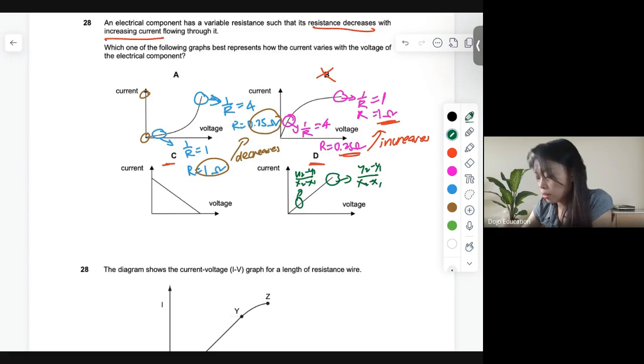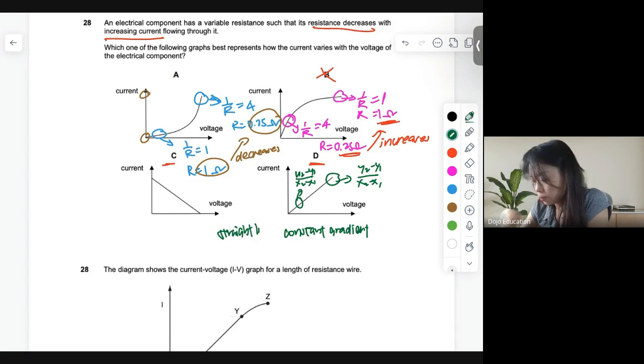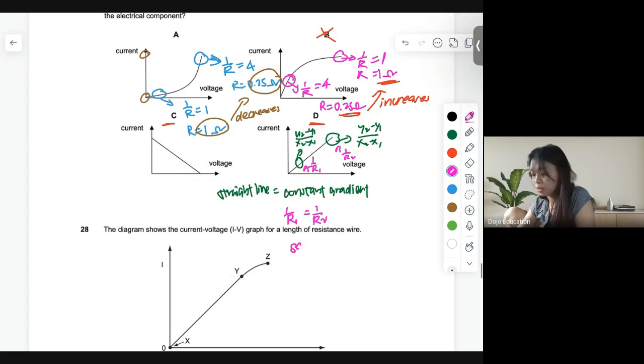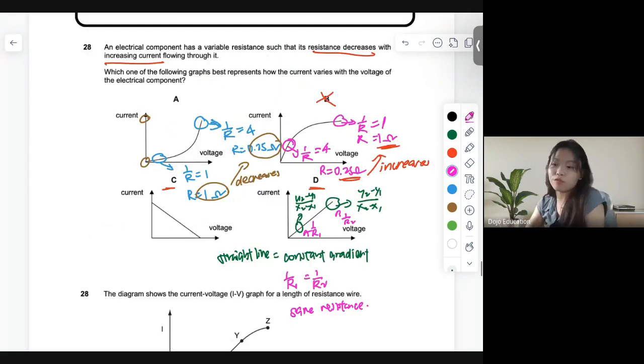But if it's a straight line, constant gradient. Straight line means constant gradient. It means that if I take it at point A and point B, my gradient will be the same. So it means that my 1 over R1 will be equal to my 1 over R2. They will be the same. So if it's the same gradient, it will mean that my resistance is the same also. Which doesn't fulfill what the question wants, because the question wants decreasing resistance. So my answer will be A.